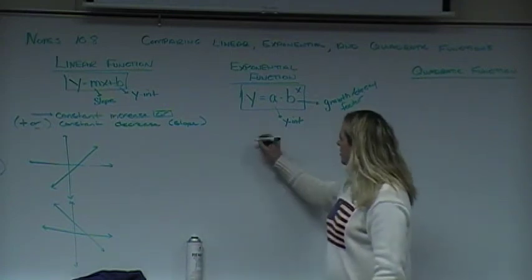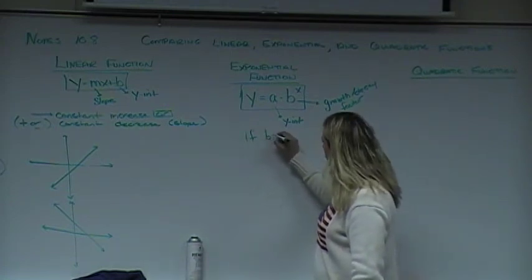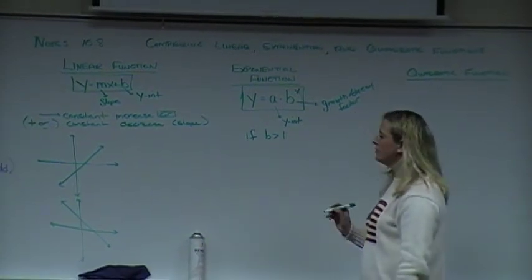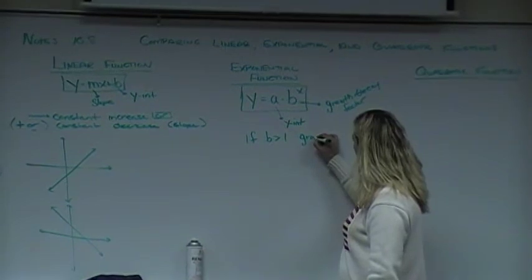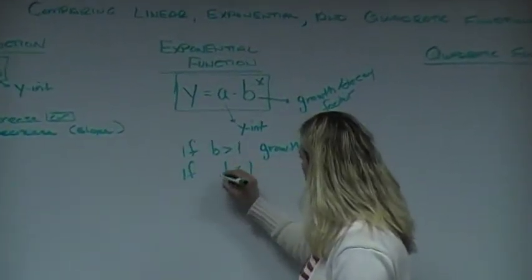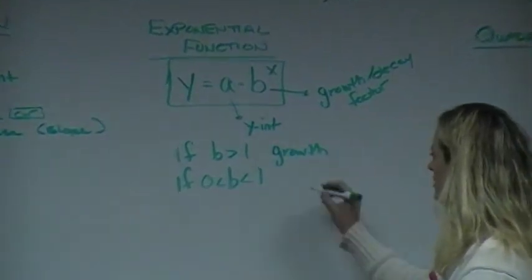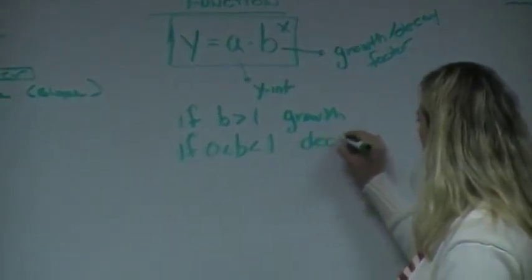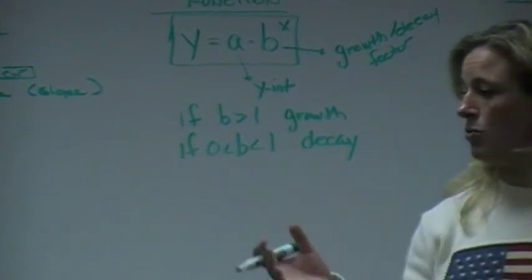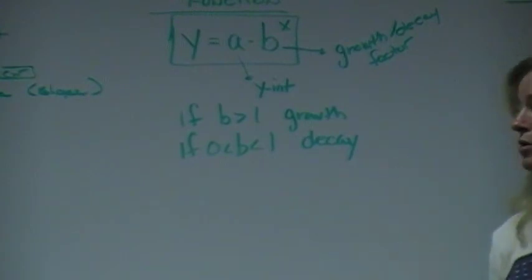If, guys, remember, if b is greater than 1, what was it? It was a growth or decay? Growth, exactly. Okay? If b was between 0 and 1, it was a what? Again? It was a decay. Perfect. So when we looked at an exponential function, we could automatically determine whether it was a growth or decay by what our value of b was.